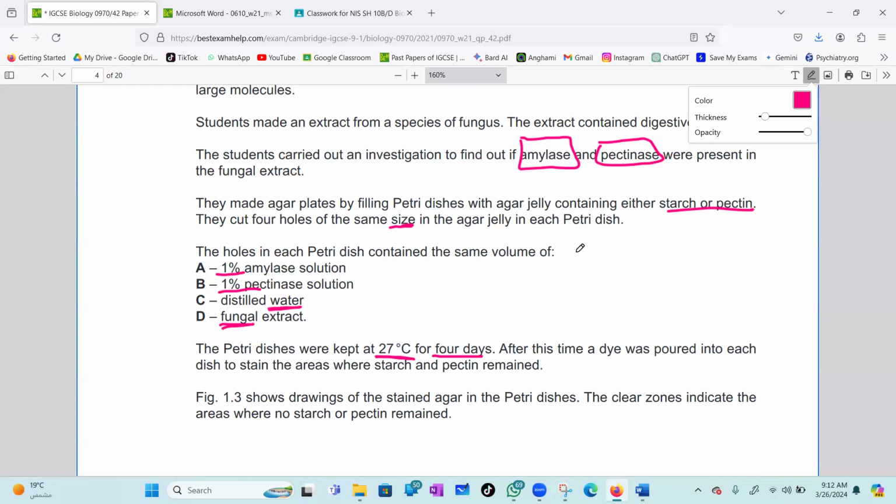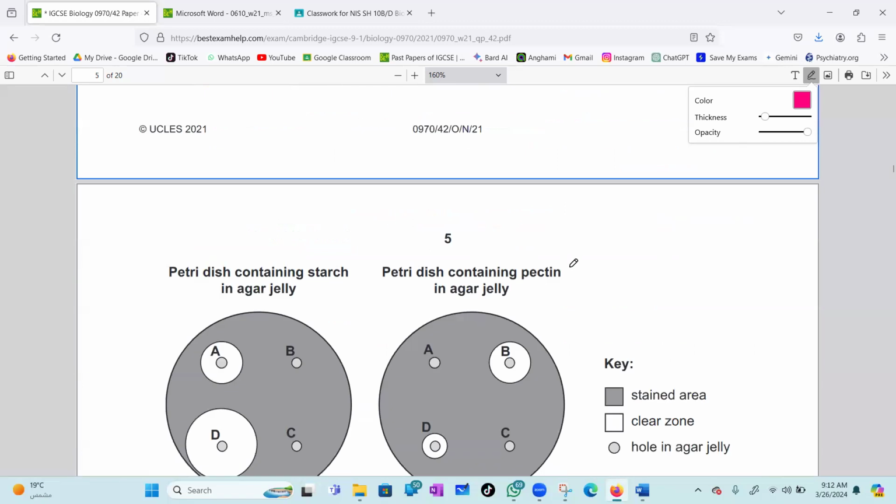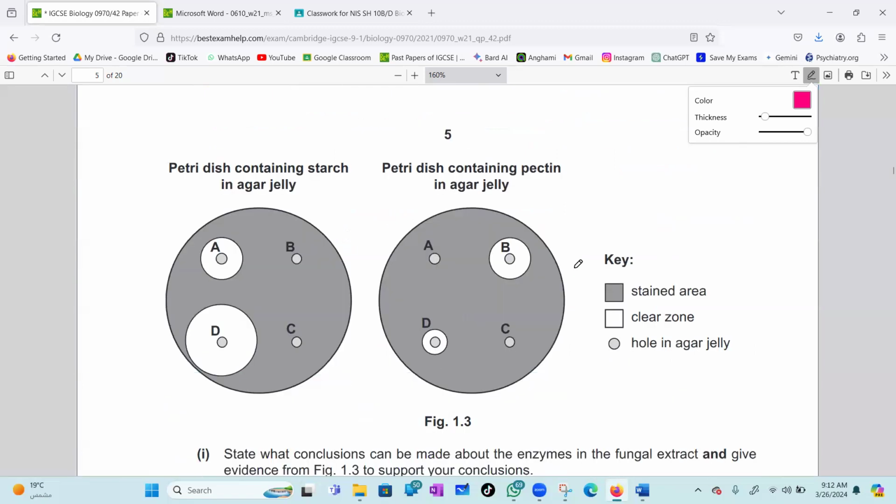After this, a dye was poured into each dish to stain the areas where starch and pectin remained. Figure 1.3 shows the drawings of the stained agar in the Petri dishes, and the clear zones indicate the areas where no starch or pectin remained. So here it is talking about this experiment, and it described it in detail. They said that the first Petri dish contained starch. So this is starch. And in every hole, there was a different substance.